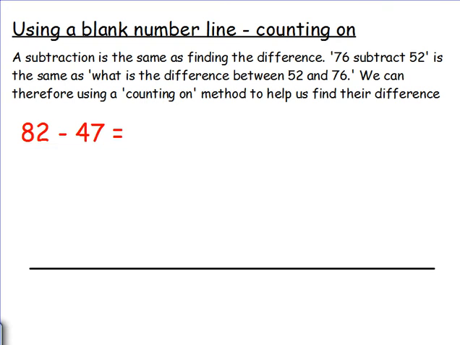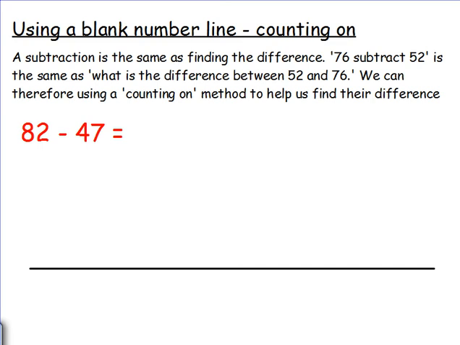Using a blank number line, counting on. A subtraction is the same as finding the difference. 76 subtract 52, or 76 take 52, is exactly the same as what is the difference between 52 and 76. We can therefore use counting on, like our adding on methods, to help us to find the difference.